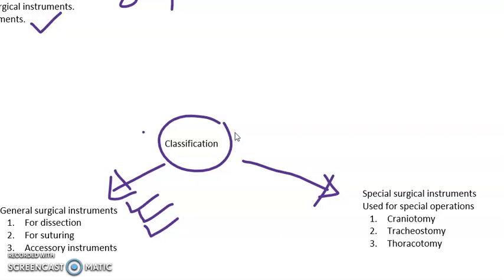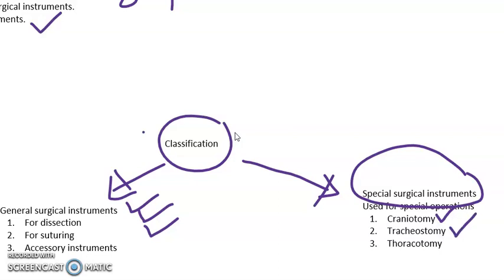These general instruments are further divided into three parts, but we'll discuss them soon. Special instruments are instruments that are used for particular operations, and they are needed in only such kinds of operations. These include operations like a craniotomy, where you're going to need a hand drill in order to drill through the skull, which is a very hard, compact bone.